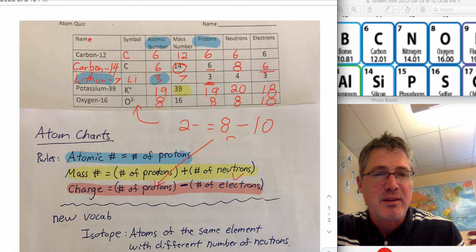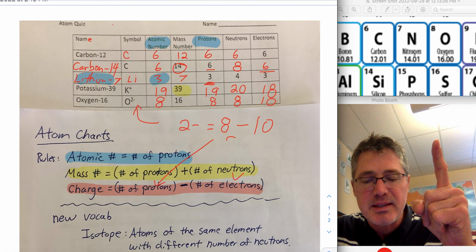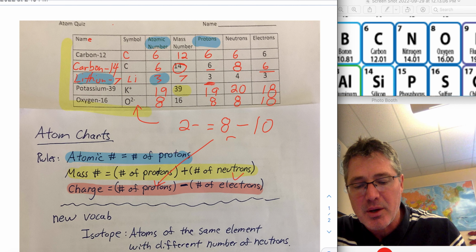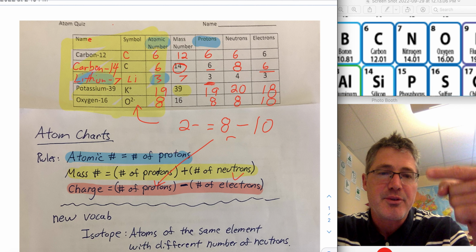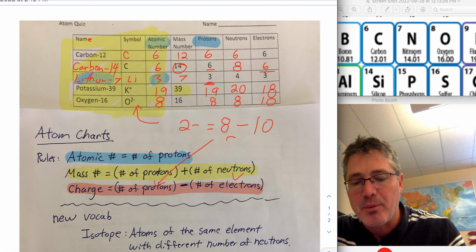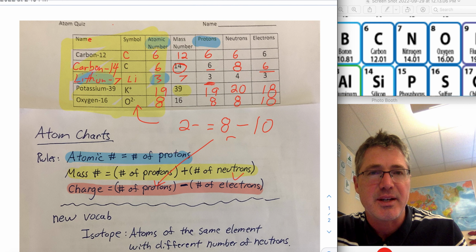Remember what I said at the beginning: know how to use the periodic table. The periodic table helps you with this part of the chart right there. And the 3 rules over here help you with the rest of the chart on the right-hand side.